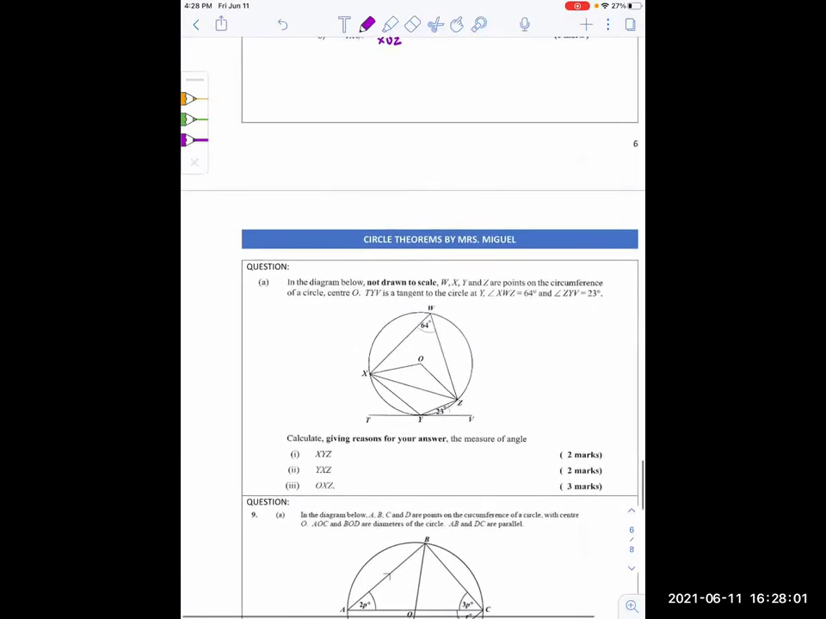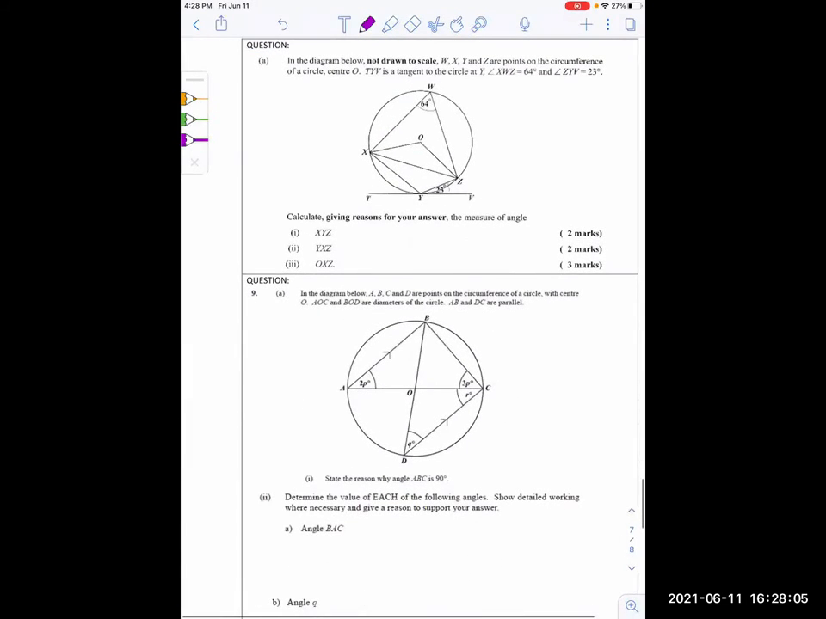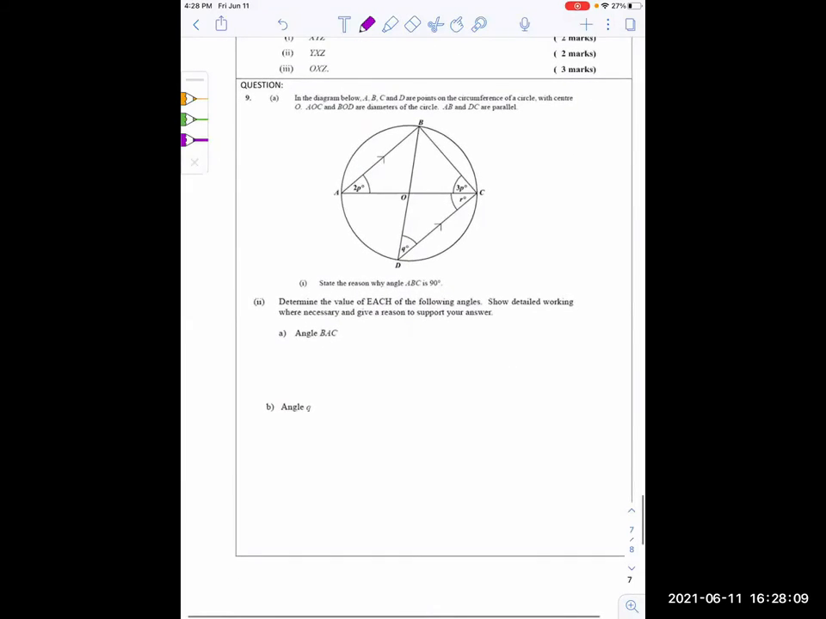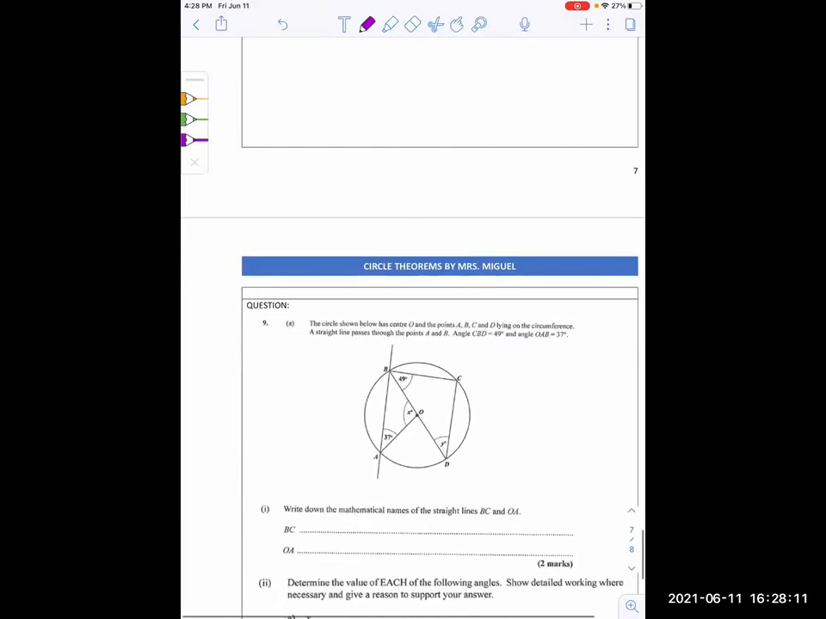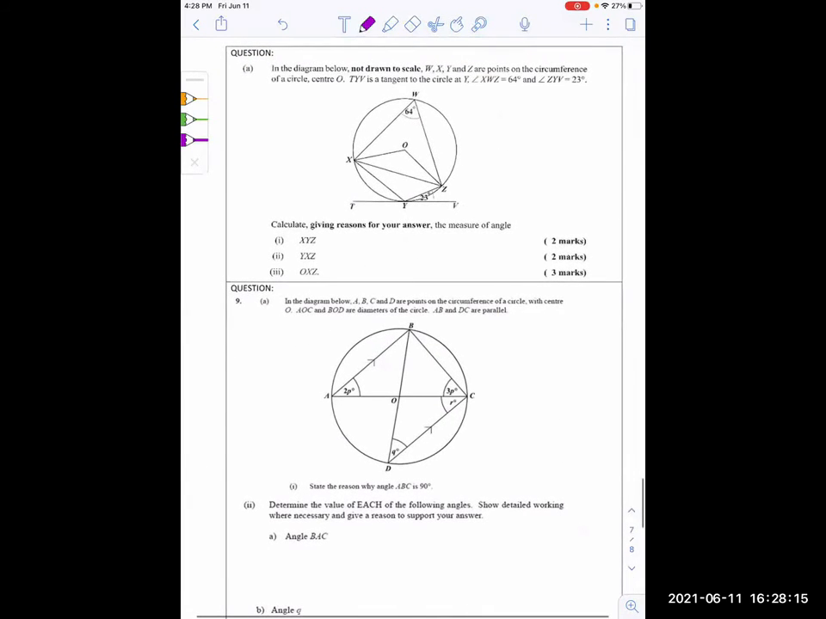Now, in my worksheet, there are some practice questions. This one was taken from the 2021 paper. This one is the 2019 paper. I suggest you do them and you redo all the questions that we did today. And I will send you the solutions of the practice questions on Sunday, all right?